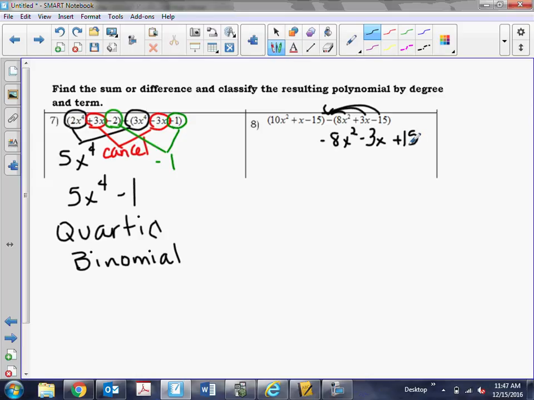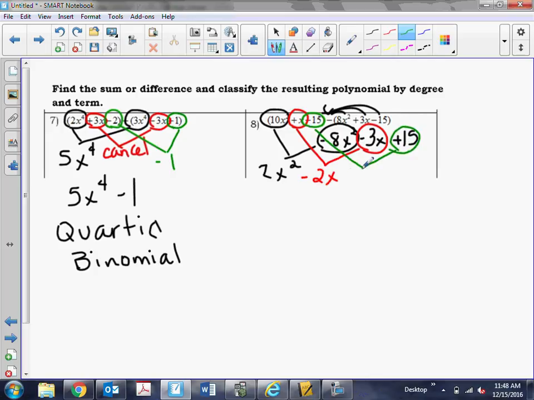Now let's combine our like terms. 10x squared and a negative 8x squared will combine together to being a 2x squared. Next like terms are x and negative 3x. Those will combine to being a negative 2x. And then my last like terms here is that negative 15 and now a positive 15. Well, a negative 15 and a positive 15 will cancel. So I will not write them in my answer.